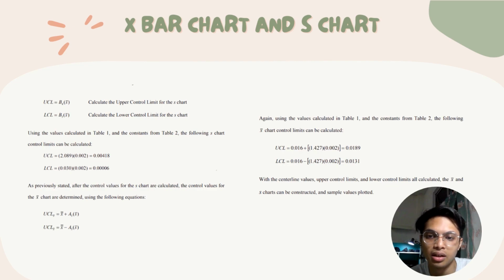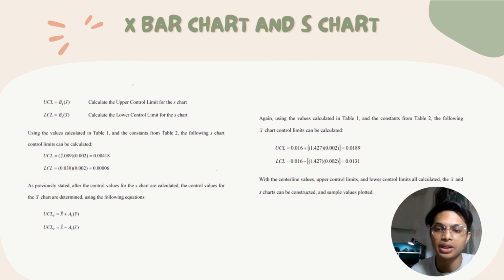For the upper control limit for the S chart, we use UCL equal to B4, the constant we gain from table 2, multiplied by S bar, the average, which is a value we gain from table 1. And the same formula is also used to calculate the lower control limit for the S chart, which is equal to B3, the constant value we gain from table 2, multiplied by S bar, the average value we get from table 1.